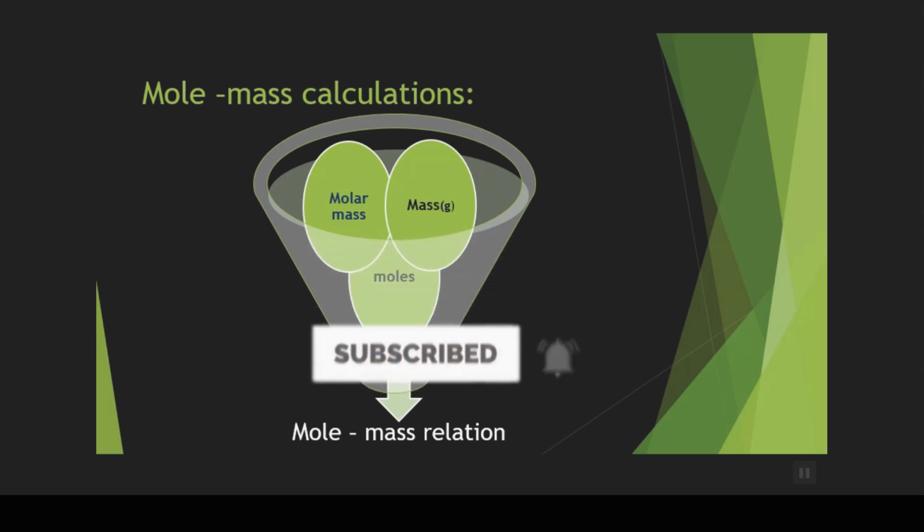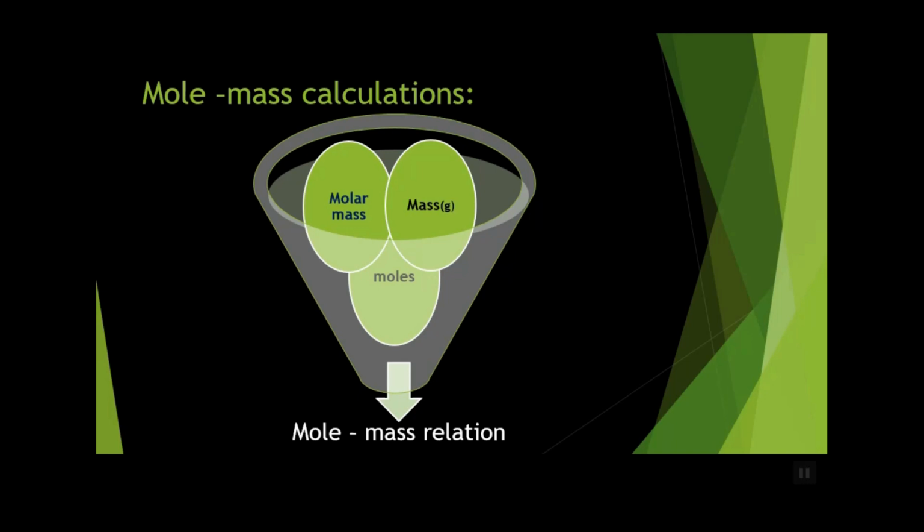And molar mass, there is no need to tell again and again how we calculate the molar mass of a substance. One important thing is that we have to take the mass in gram. If it is in another unit, we have to convert it into gram. Otherwise, your answer will be wrong. And this relation is known as mole mass relation.